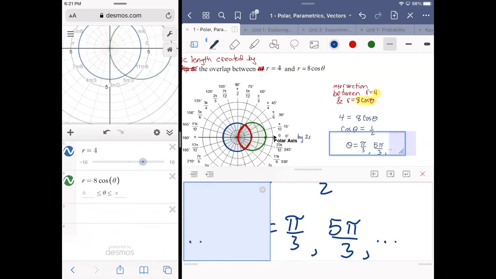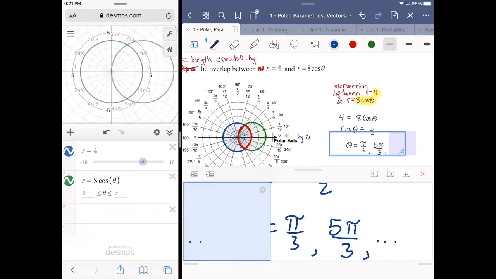So for that, I go back to my Desmos and take a look. By the way, it kind of looks like it is pi over 3 and 5 pi over 3 just by looking at the picture. That can be unreliable in some cases, but here I wouldn't say I'd bet my life on it, but I'm very, very confident that pi over 3 and 5 pi over 3 are correct, because it's going right through those angles.